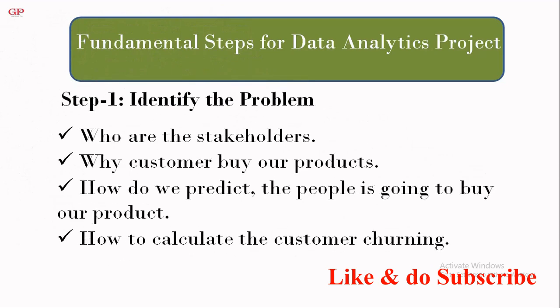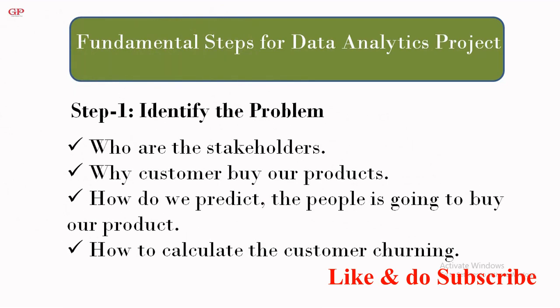First step is to identify the problem. First of all, identify what exactly the problem is so that we are able to translate the data question into something actionable. When we build any model, first you need to think about what type of data we have. So for example, if you are solving a problem about the sales of your company, first you need to understand their goals and then provide the solution for that problem. So the data scientist asks himself questions like who are the stakeholders, why do customers buy our product, how do we predict whether people are going to buy our product, and how to calculate the customer journey. So these are the questions we need to ask to identify the problem.